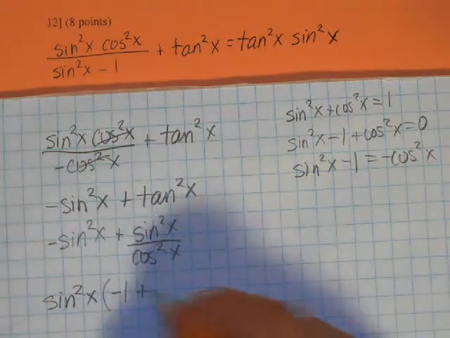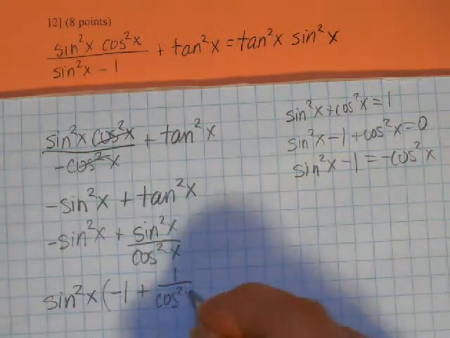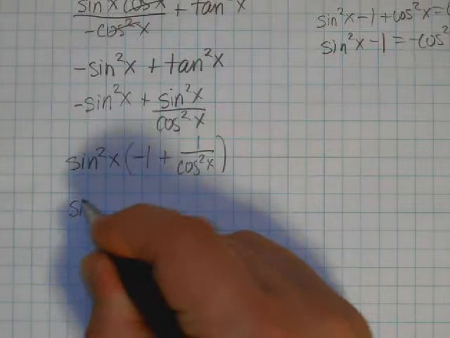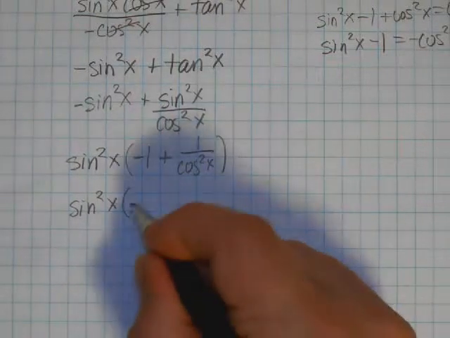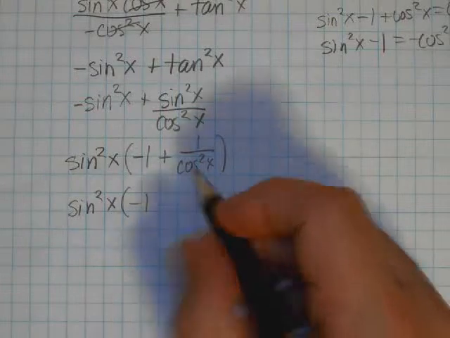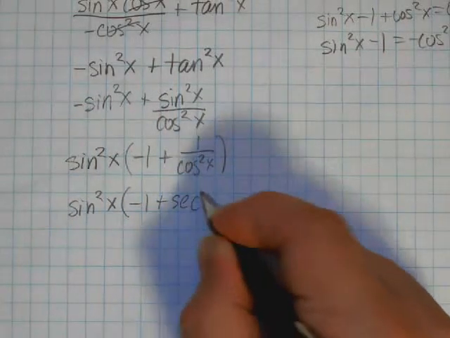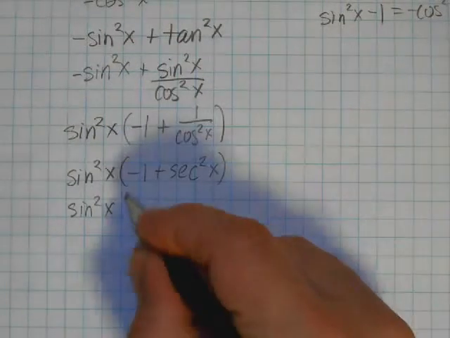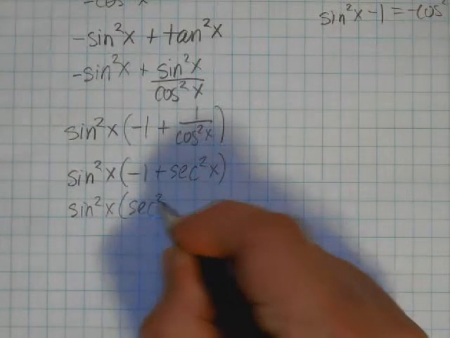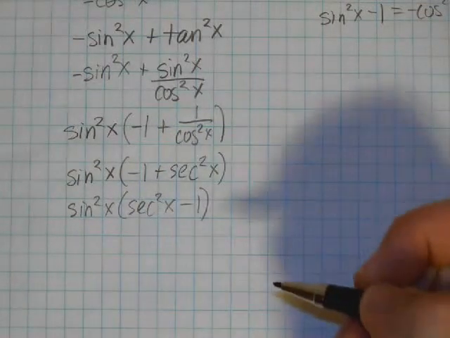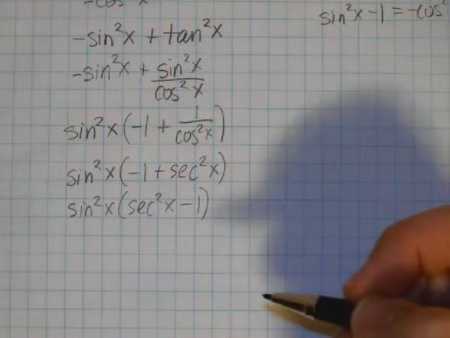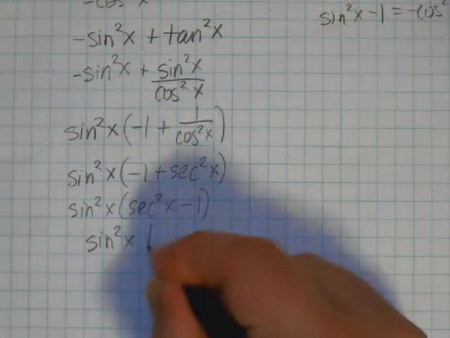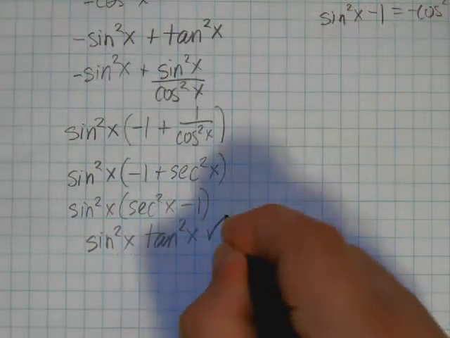And we get negative 1 plus 1 over cosine squared. And I know that the reciprocal of cosine squared is secant squared. And just to make this look a little more familiar, that's secant squared minus 1. And secant squared minus 1 is tangent squared. So I get sine squared, tangent squared, which is what I was looking for.